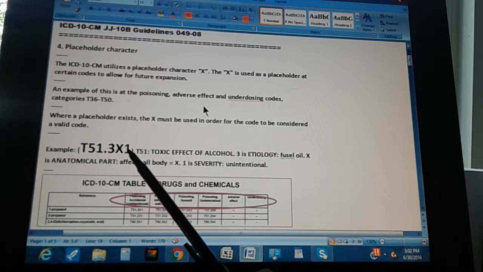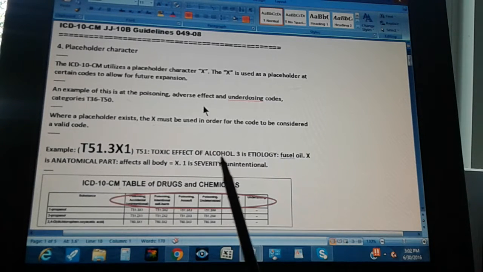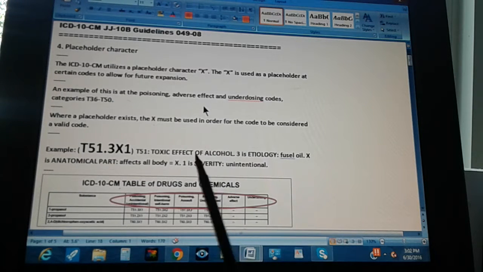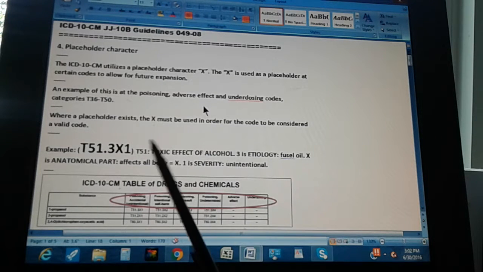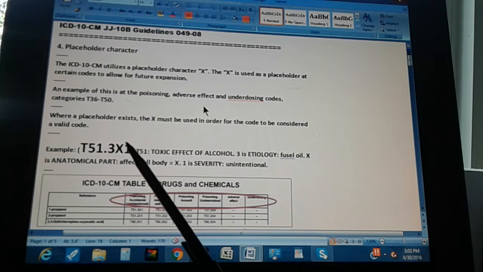And then the sixth character is the severity, the degree that the effect is characterized, and in this case it is unintentional. So the 1 represents unintentional. That's the reason why I have a placeholder here, because there's no value for this, but we can't put the 1 here because the fifth place is for body part and the sixth place is for severity. So that's why we place a placeholder there.